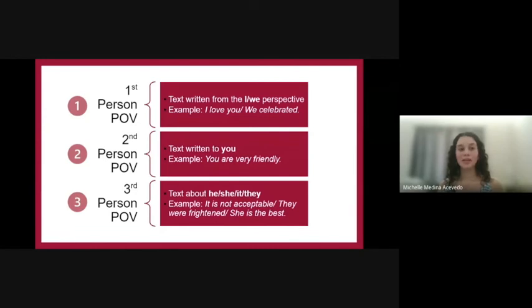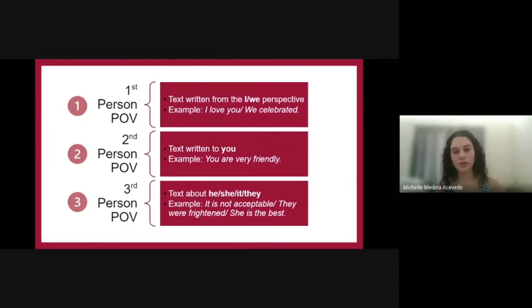Now, second person point of view is a text written directly to somebody else. So, speaking directly to someone. This is what we use when we are speaking to a friend, to a family member. We talk to them as you. We say, you are very friendly, for example.